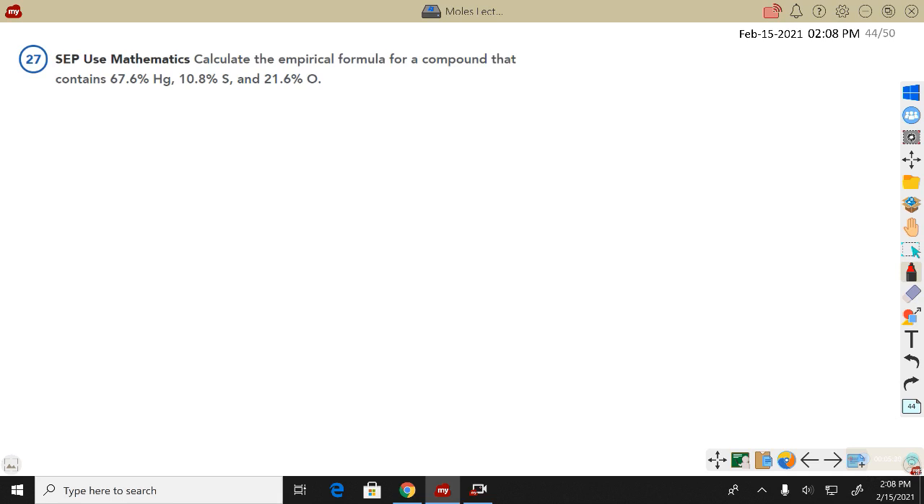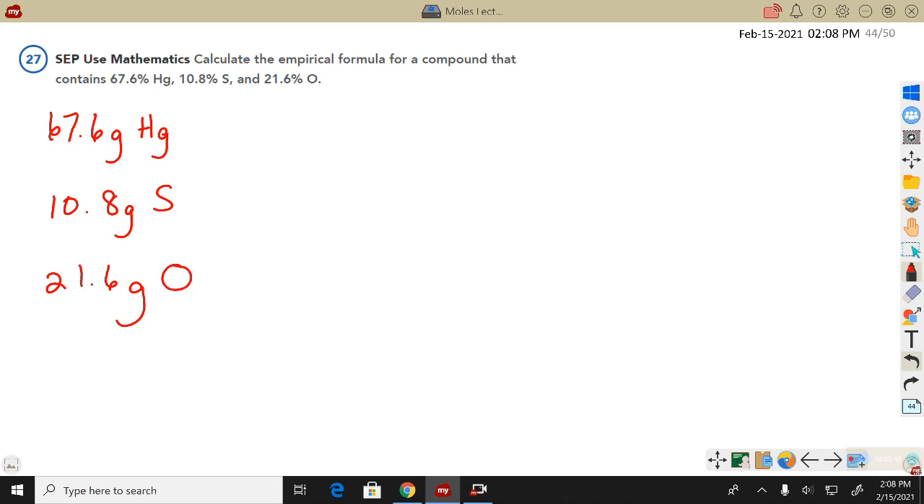All right, let's do it. So if I had a 100-gram sample, then I would have 67.6 grams of mercury, 10.8 grams of sulfur, and 21.6 grams of oxygen. There's step 1. This is easy so far, right? Step 2 is to convert all these guys out of grams and into moles.